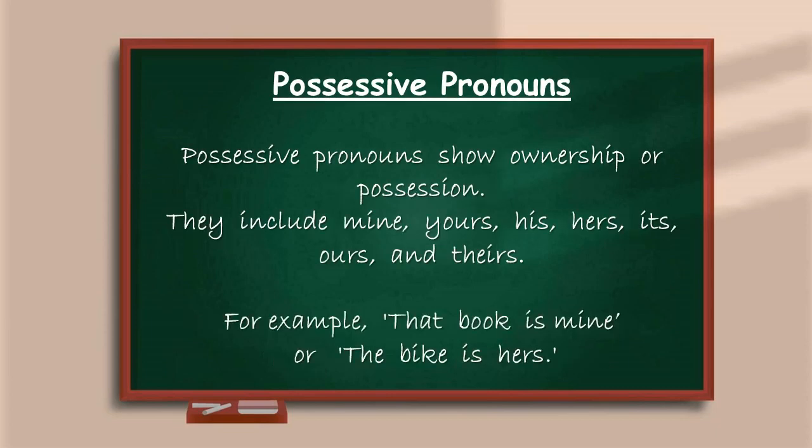Possessive pronouns. Possessive pronouns show ownership or possession. If something belongs to someone, it is possession. They include mine, yours, his, hers, its, ours, and theirs. For example, "That book is mine," or "The bike is hers." Now mine and hers are showing possession.